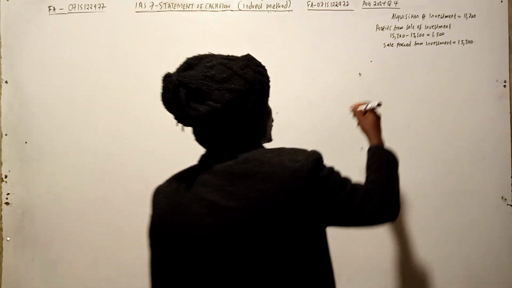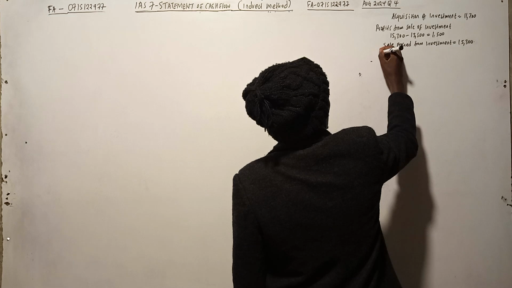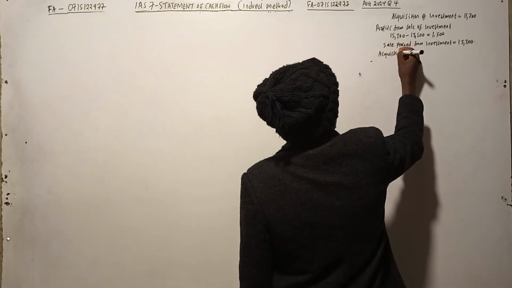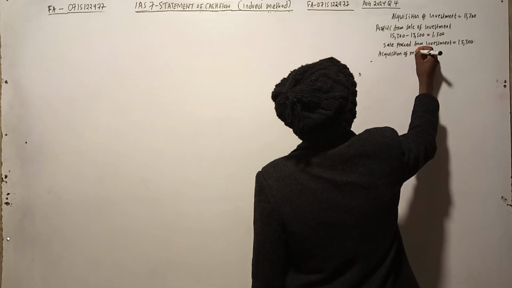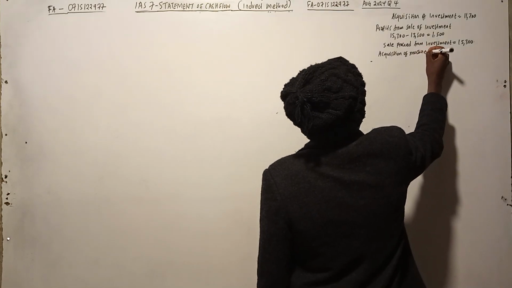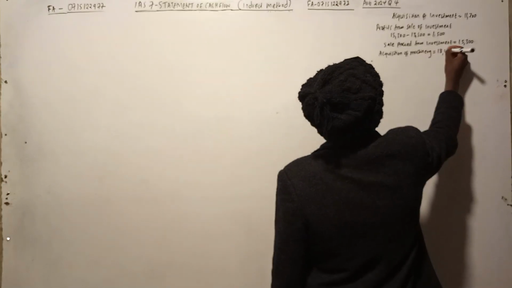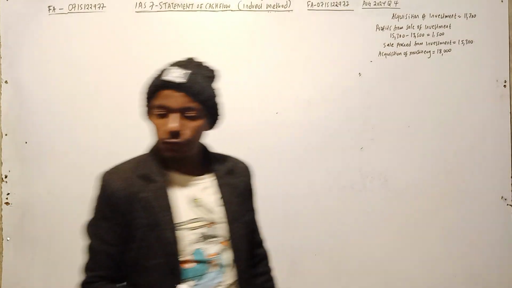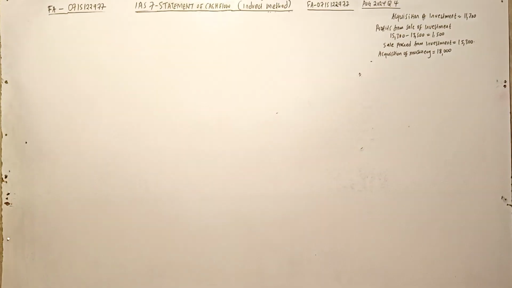During the year, a new machine worth 18 million was acquired. So we have another acquisition. Acquisition of machinery, 18 million. So that one will also go to the investing activities.